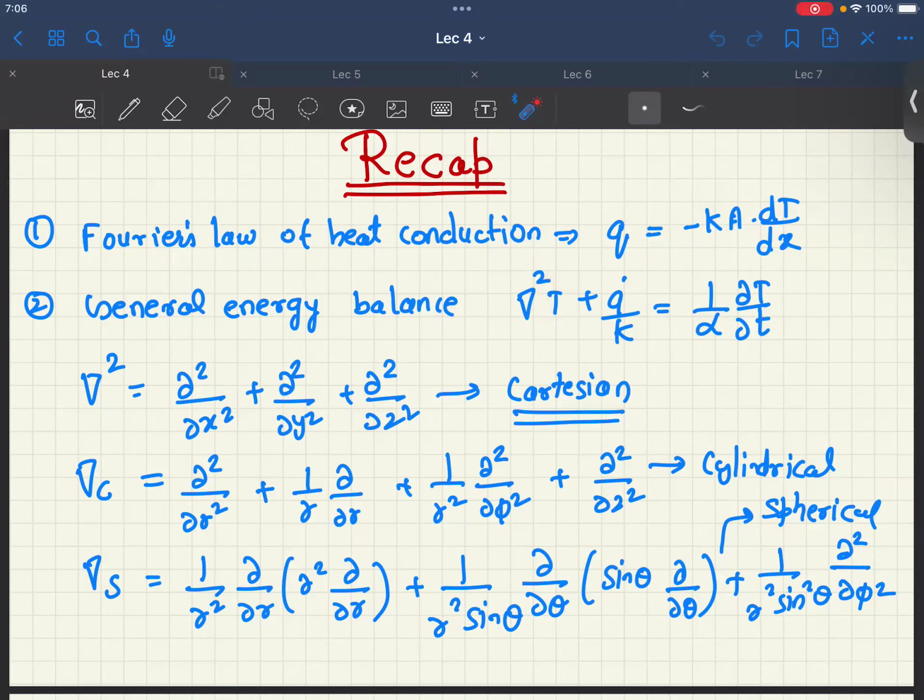And this q dot is the volumetric rate of heat generation, k is the thermal conductivity, and alpha is the thermal diffusivity, which is k by rho cp.